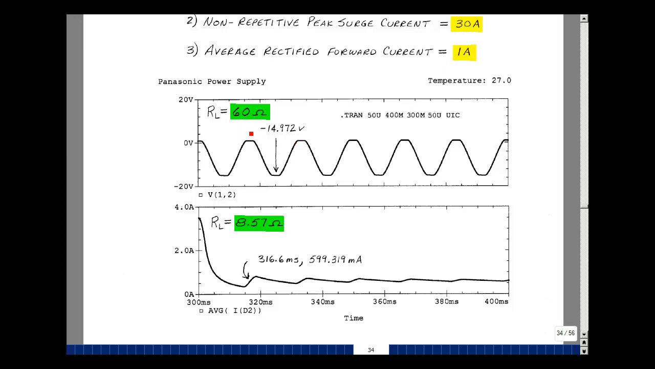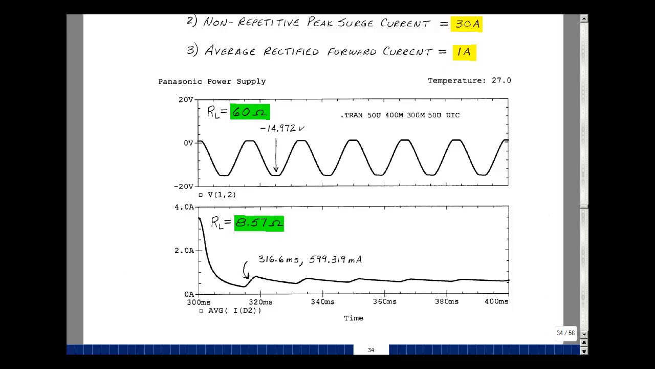The reason I picked this case here is because the output voltage is the largest when I have the largest value of the resistive load. This number would, in magnitude, go down if I were to use the 8.57 ohms load. So this is the worst case. I can have 50 volts across the diode when it's reverse biased. I have here only 14.97.